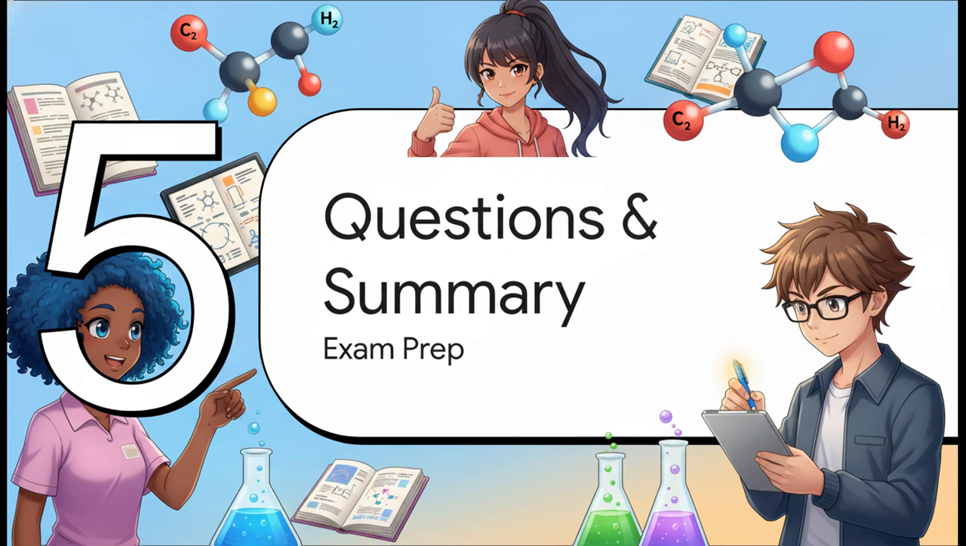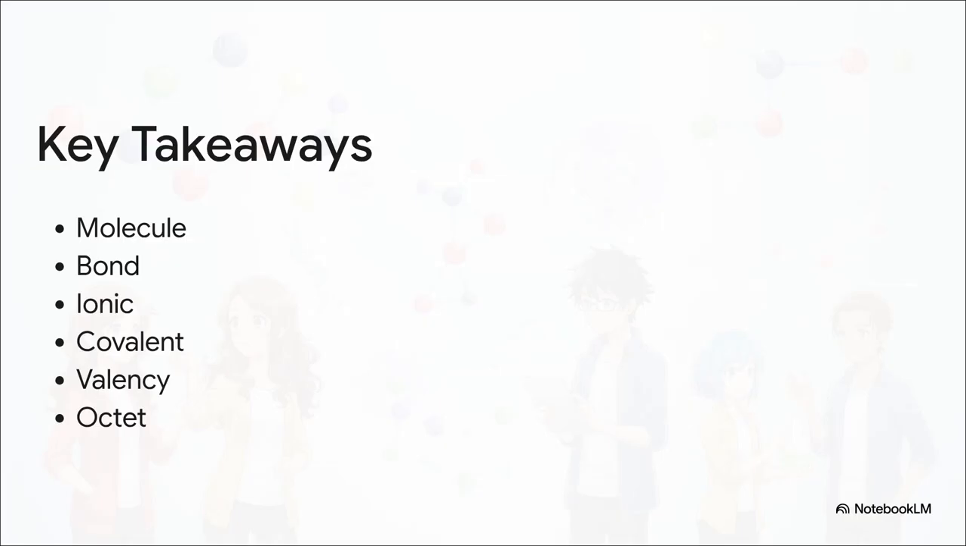And that brings us to Section 5, Important Questions and Summary for Exam Prep. Okay, we've deconstructed the concepts, and now it's time for some practical application. It's time to lock this knowledge directly into your brain so you can absolutely ace that Class 9 chemistry test. Let's do a quick, enthusiastic recap of our journey today. We started at the macro level and defined a molecule as the smallest unit retaining a substance's properties.